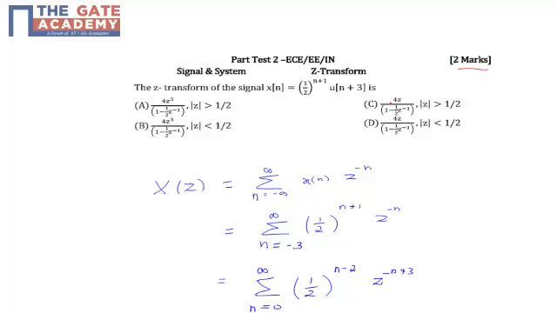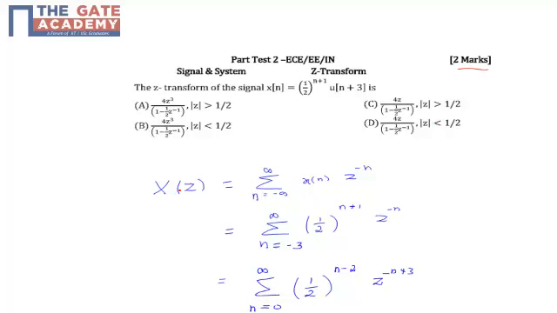Option C is 4z divided by 1 minus 1 by 2 z inverse, ROC is mod of z greater than 1 by 2. Option D is 4z divided by 1 minus 1 by 2 z inverse, mod of z is less than 1 by 2.